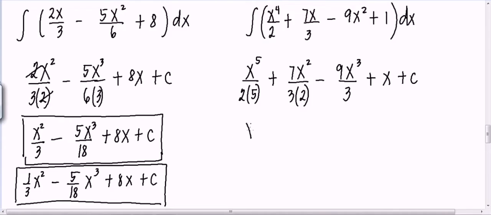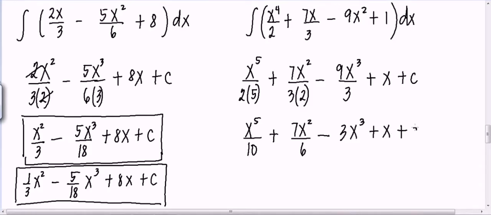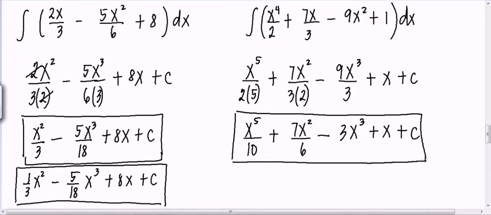So this one would be x raised to 5 over 10 plus 7x squared over 6 minus, 9 over 3 is 3x cubed, plus x plus c. So the final answer is this one. We have simplified everything.